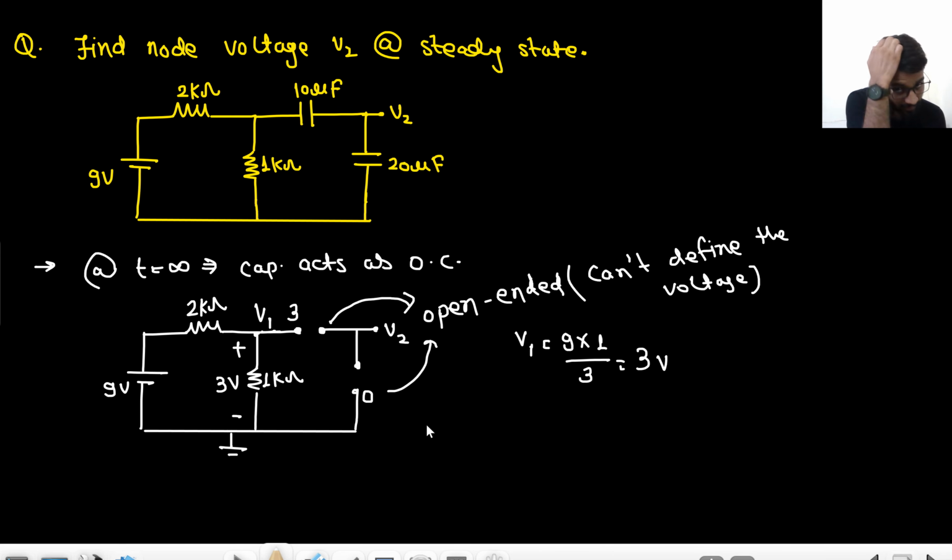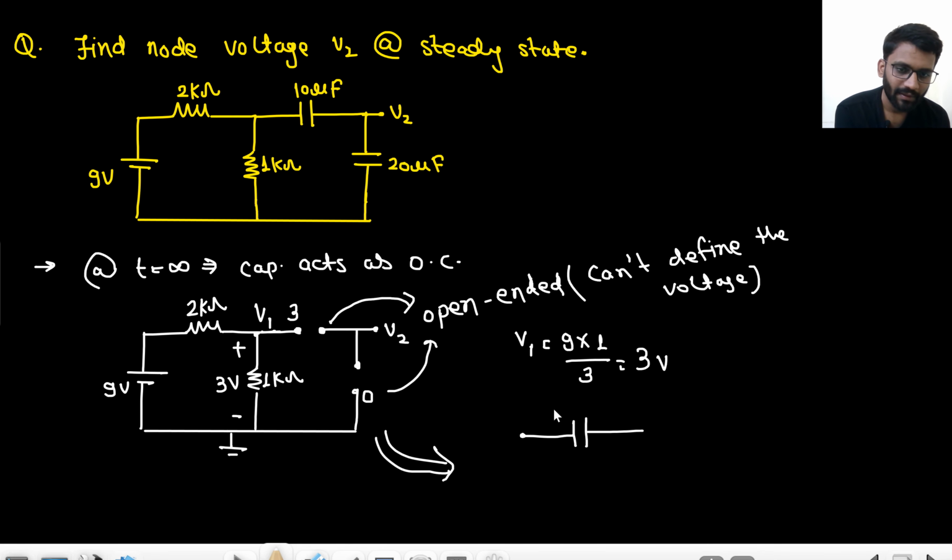So now what is the condition? The condition is this. There are two open ends. They are acting as an open circuit, right? So we have replaced some components with open ends. So we can see those components, right? This is your 10 microfarad and this is your 20 microfarad, right? And this is your potential V2.